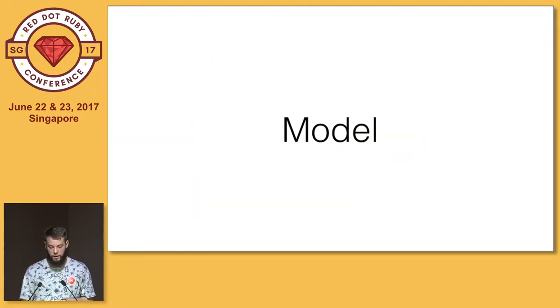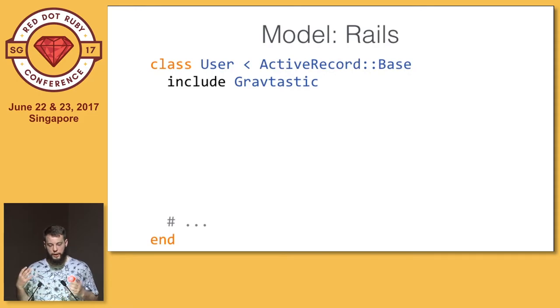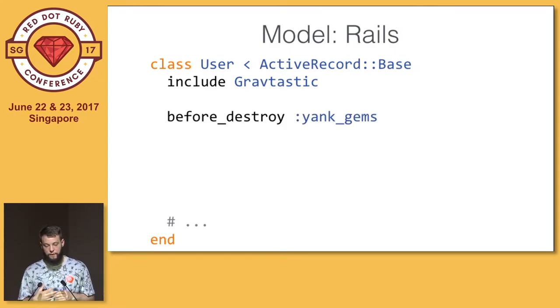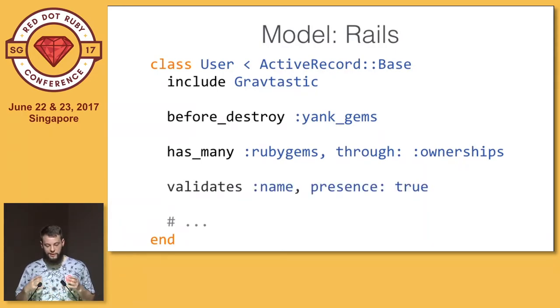Let's talk about models. A typical Rails model is one class, and in this class you can find some includes from, I don't know, for example, Gravatar. Also, this class has callbacks and data logic. Also, this class has database logic and associations. And after all, this class has validations. And I have only one question: is it normal that one class knows about four or five different things?